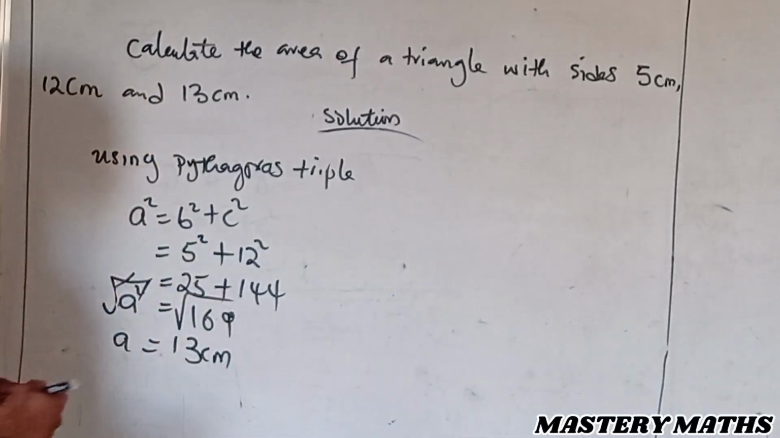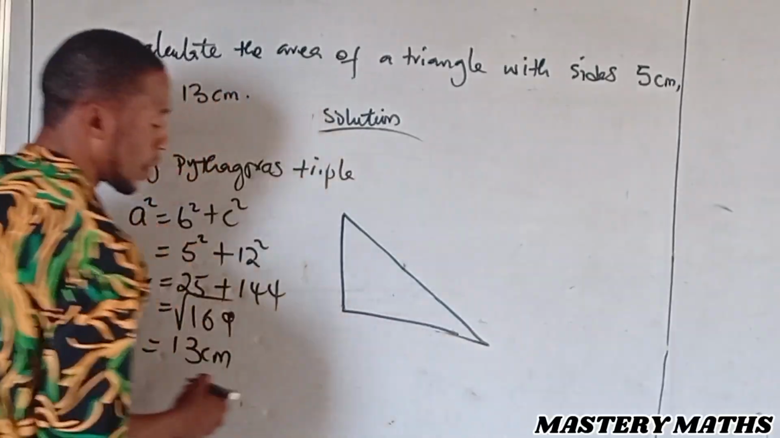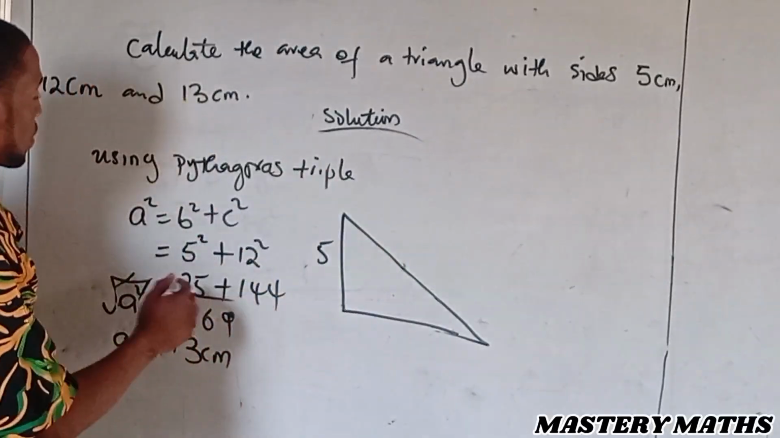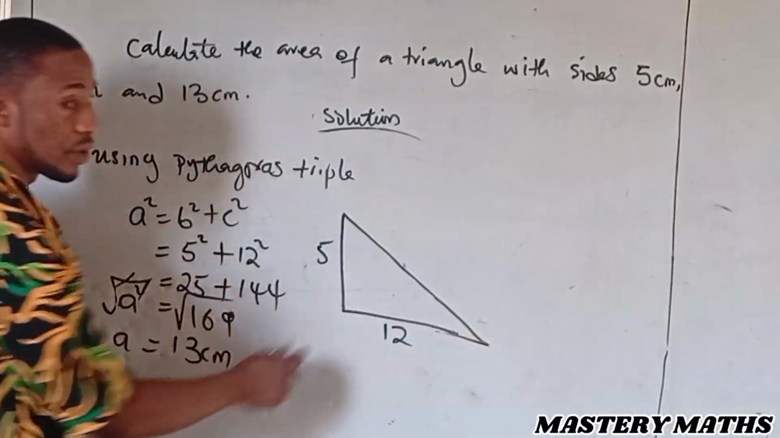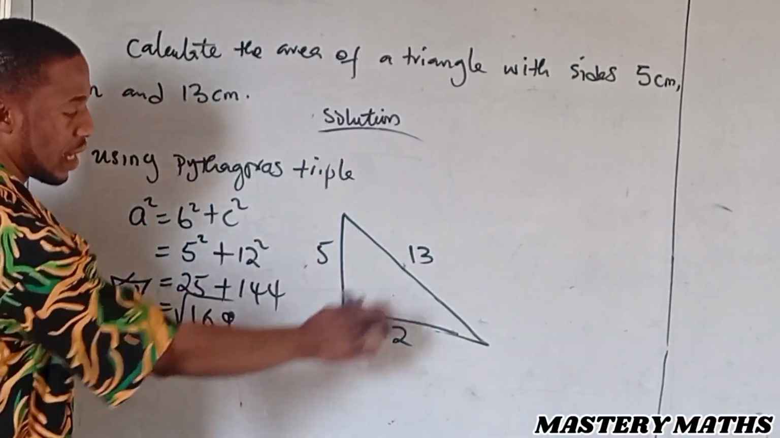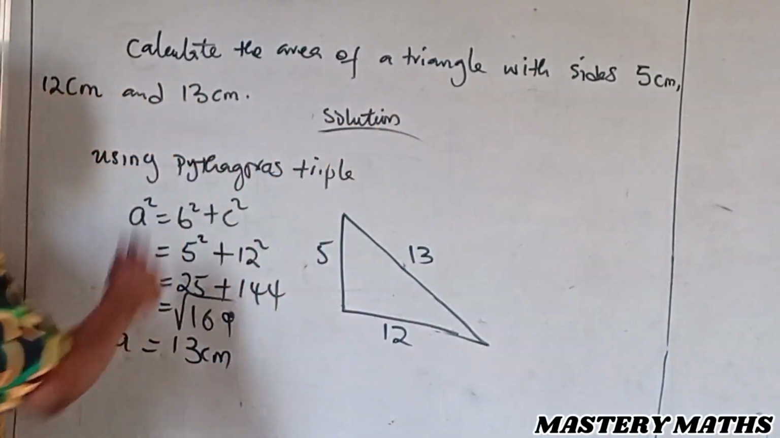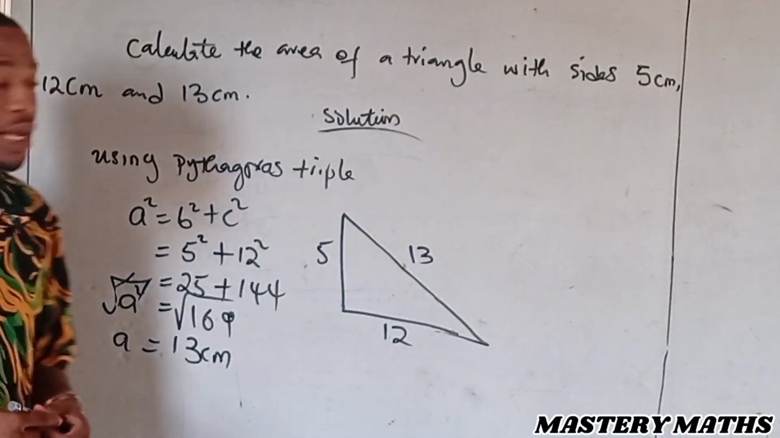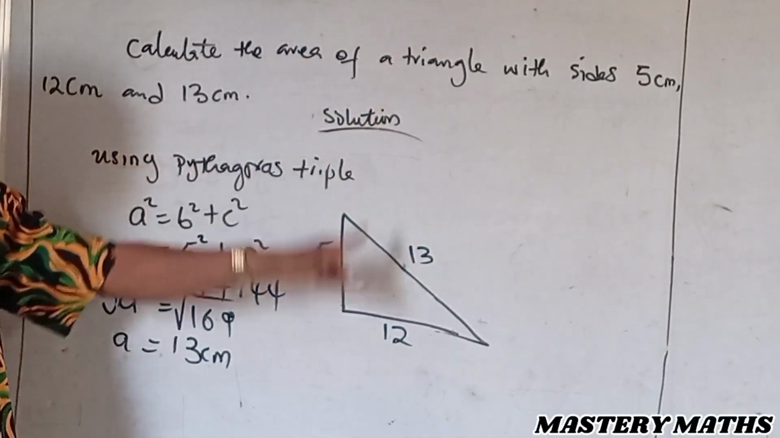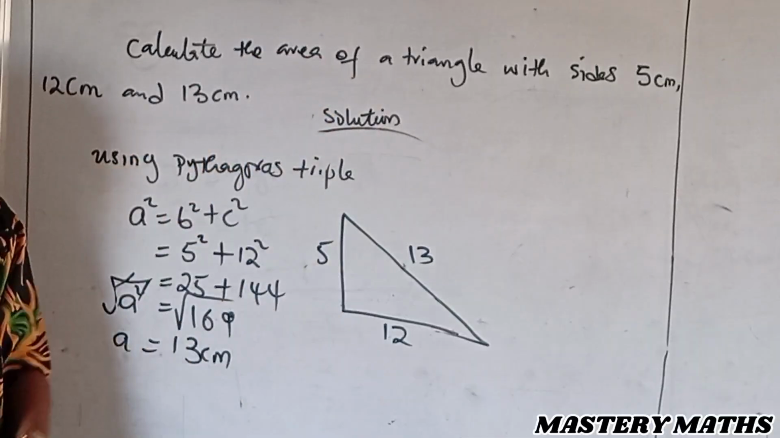Now, since it's a right angle triangle, it will look like this. Here is your 5, here is your 12. Why is this side 13? Because it is this 5 and 12 that gave us 13, which is the biggest side of the right angle triangle. So the triangle is a right angle triangle. Now, since we know that this triangle is a right angle triangle, we can now look for the area of the triangle.